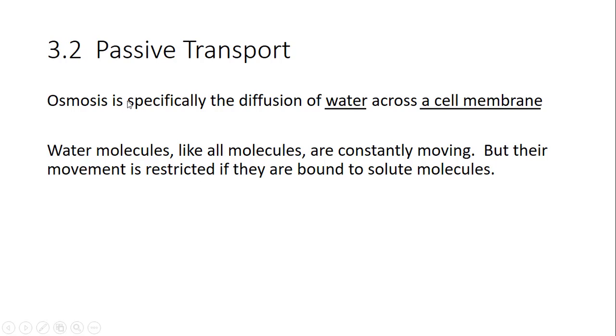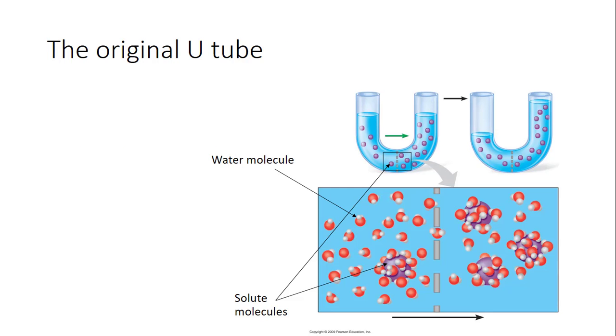Osmosis is specifically the diffusion of water molecules across a cell membrane. Water molecules, like all molecules, are constantly moving, but their movement is restricted if they are bound to solute molecules. So let's take a look at the original U-tube here. We've got two sides of a tube separated by a semi-permeable membrane. So water can cross this membrane, but solutes cannot.